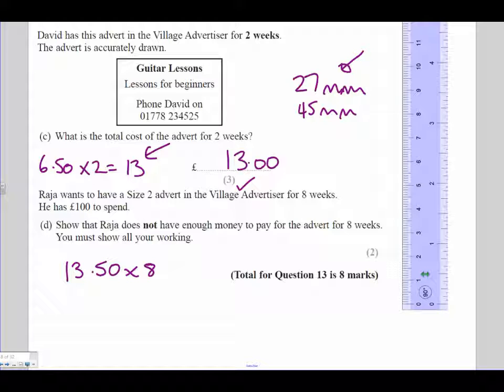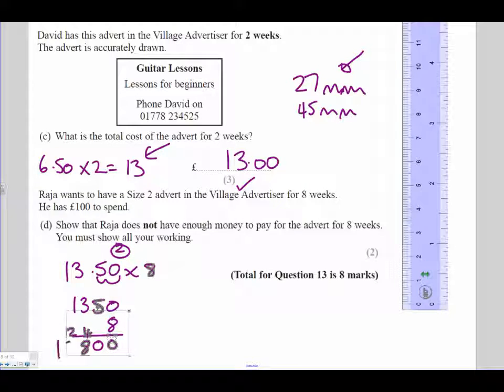So there's many ways to do this multiplication. The easiest way would be to convert it into a whole number by moving the decimal place 2 places and multiply it by 8. 8 times 0 is 0. 8 times 5 is 40, so 0 carry the 4. 8 times 3 is 24, plus the 4 is 28. 8 times 1 is 8, plus the 2 is 10. So it would be 10,800 pence. So to get it back into pounds, move the decimal point 2 places.